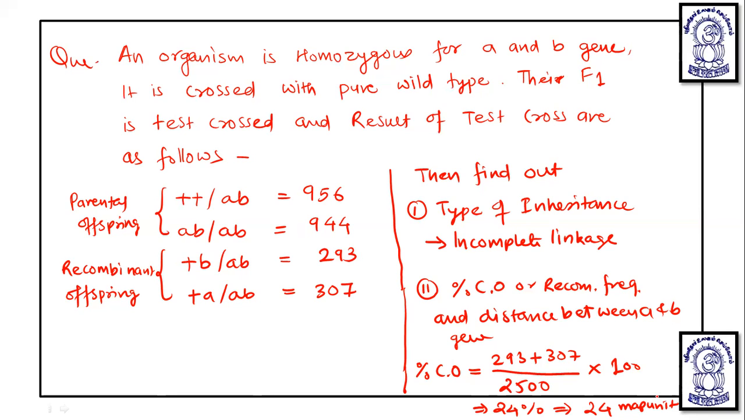Okay. So I hope you understood this. You all are getting this. What is linkage mapping and what is chromosomal mapping? How it works? All that we have discussed.